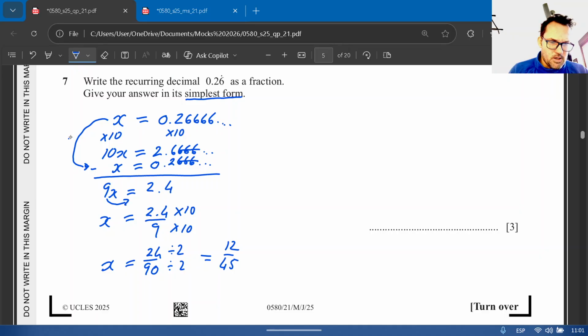No. Can we divide it by 3? Yes, we can divide both by 3. We could have divided by 6 straight away, but this still works. So we get 4 over 15. Can we divide them further? No, that's it. 4 over 15.